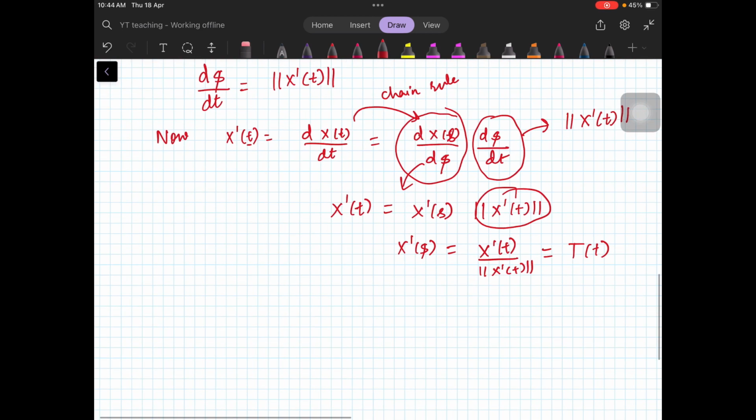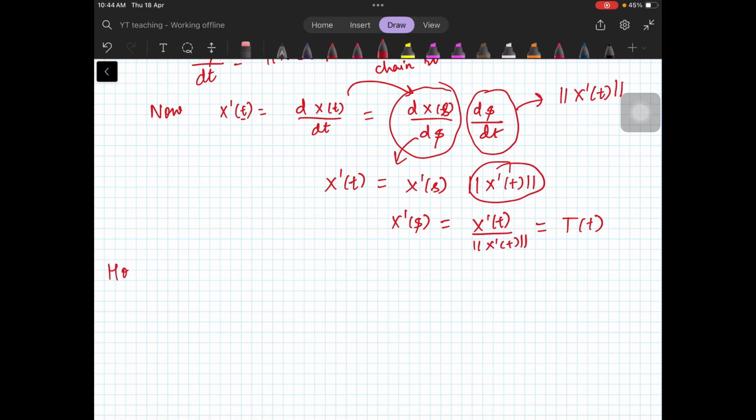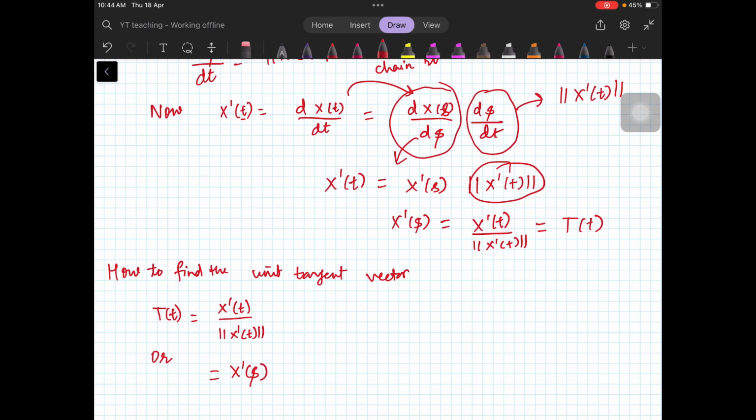Hence we now know how to find the unit tangent vector. We have two ways. One is, if I have my parameter t, I can find the derivative and its modulus, divide them, and I get the unit tangent vector. Or, if I have it in terms of the parameter s, then if I find x prime s, that is also the unit tangent vector. Does that make sense? Okay, so let us look at an example. We'll take a simple example.